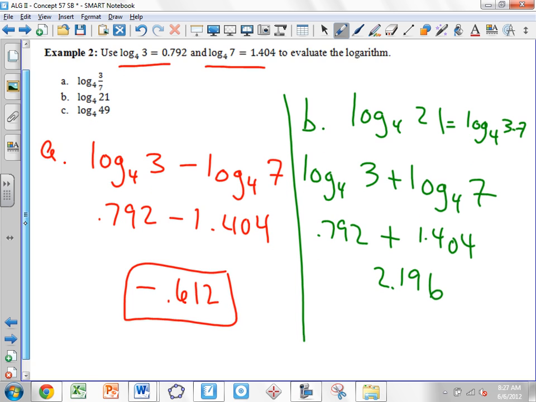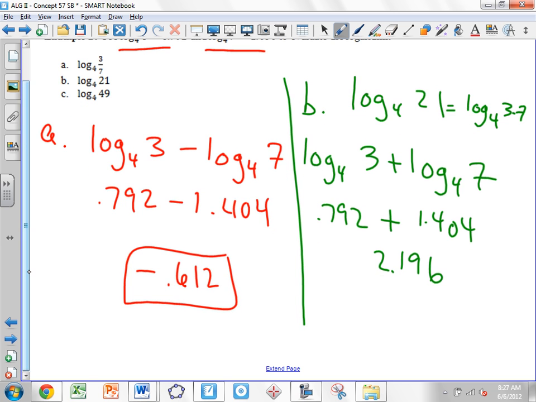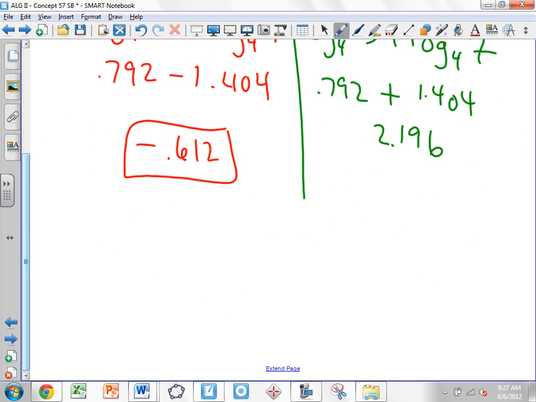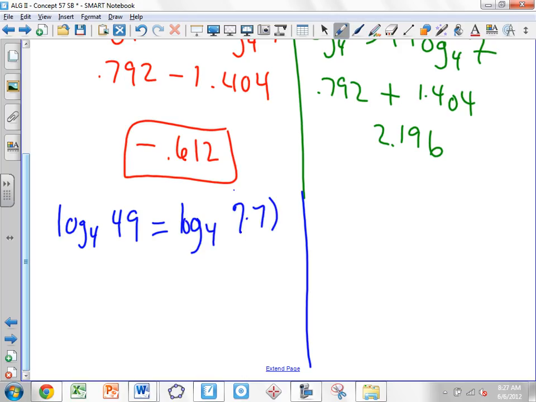Last one, part C, log base 4 of 49. Any ideas for this one? Ashley? Very good. So actually it is breaking it up either way. You can break it up like this, of 7 by 7 like that, right? And then break that into log base 4 of 7 plus log base 4 of 7.